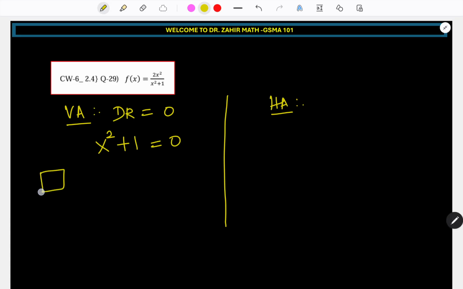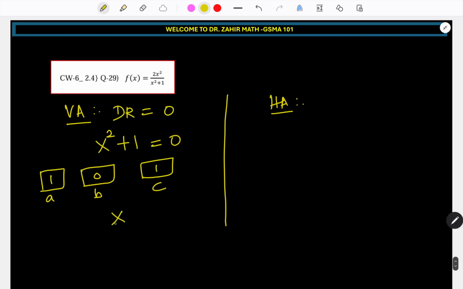Now I'm going to give it in the calculator. This is your A, mode 5, 3, A, B and C. A is 1, B is 0 and C is 1. So when I start pressing the calculator 1, 0 and plus 1, I got x is equal to i and x is equal to minus i. Is it a real value? i and minus i? No, it's a complex value.